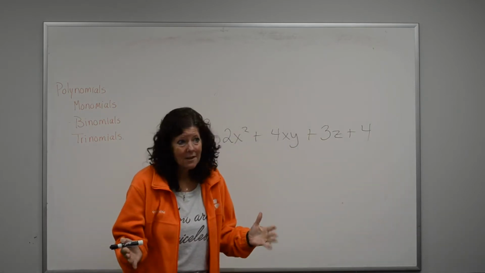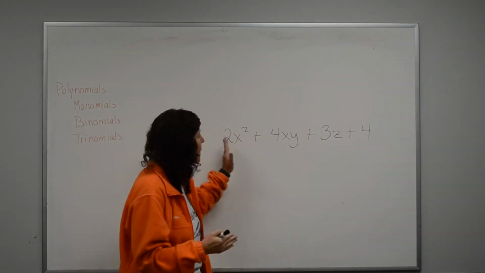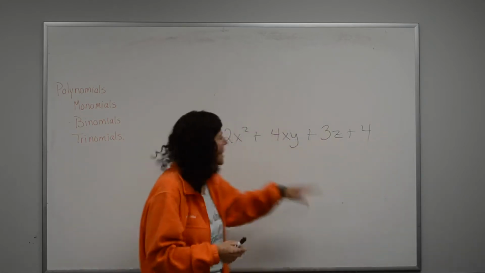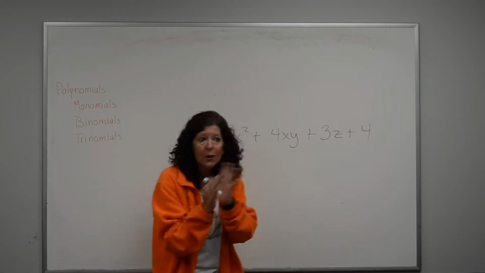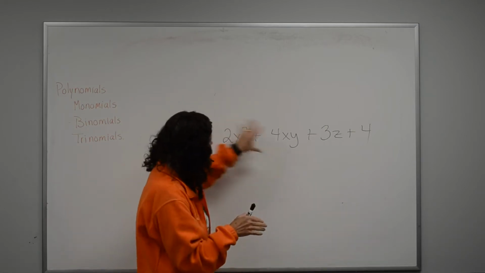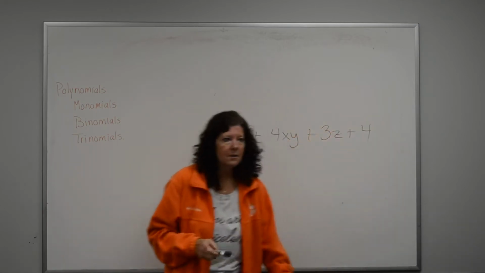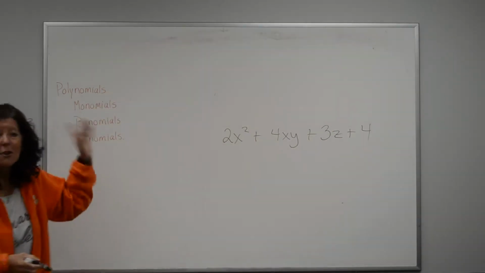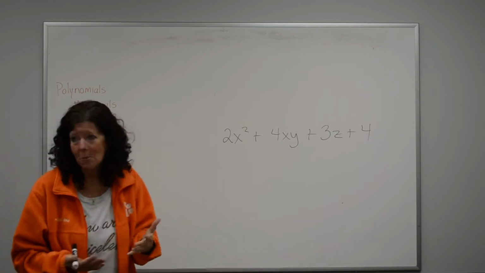You've had this, so this should be just review. This is a 4-term polynomial, because it's separated by either addition or subtraction, 4 different spots. Now, classifying polynomials, the very first classification is a monomial.